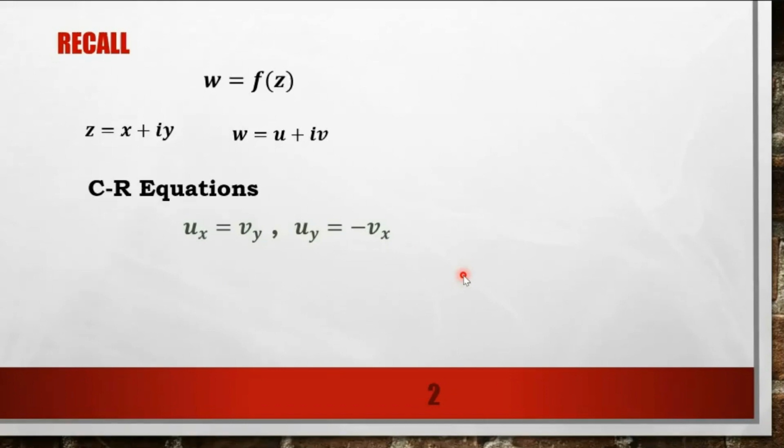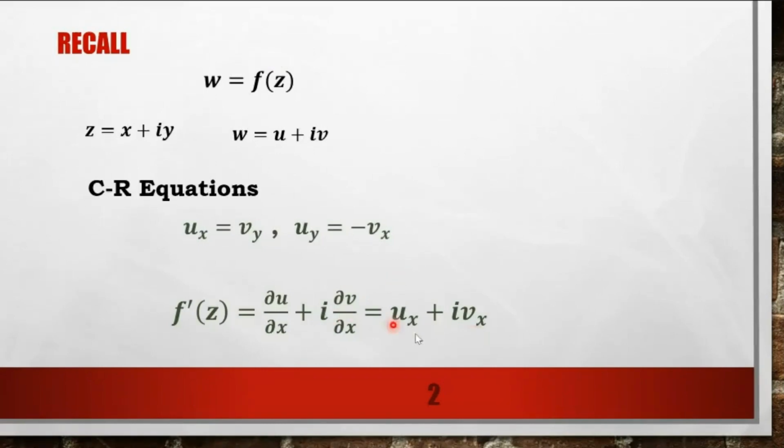The first day we saw how to show that the function is analytic, and if it is analytic, we can calculate the derivative of that function, f dash of z, as ux plus ivx. So these are the two concepts we have done. First is the CR equation, and the second is writing f dash of z, the derivative of f of z, for w is equal to f of z, in terms of ux plus ivx. So we'll continue with this.